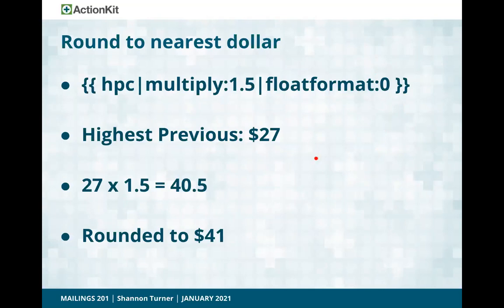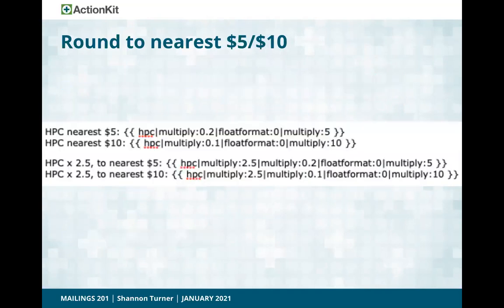And so you can also do some fancy tricks to round to the nearest $5 or nearest $10, which I'll show you in a minute. So here in this first example, I'm not using a multiple of the highest previous contribution, but rather this is just the highest previous contribution, and we're going to round it to the nearest 5. And if you look closely, we're actually doing some math tricks to get there. I'm not going to go into the math tricks, but essentially these cancel each other out. But it's going to round to the nearest $5 or the nearest $10 when you make your ask.